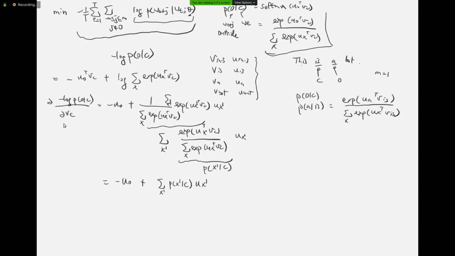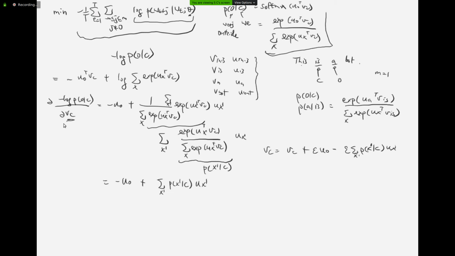If I try to update, for example, VC here using steepest descent, then I should have VC equal to VC minus epsilon times this partial derivative here, right? And the partial derivative is this guy here. So therefore it's something like plus epsilon u0 minus epsilon summation over x_i of p of x_i given c times u_xi.